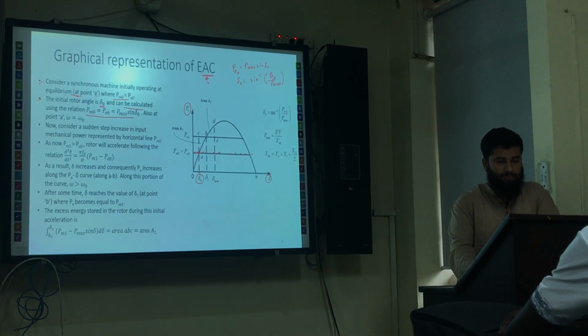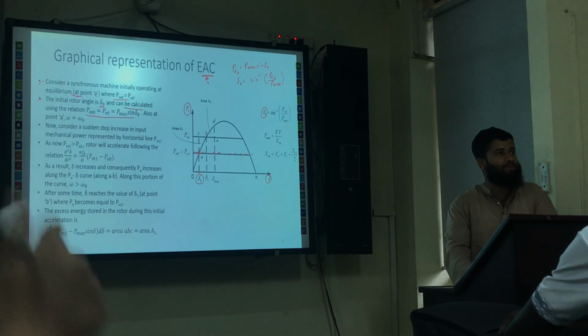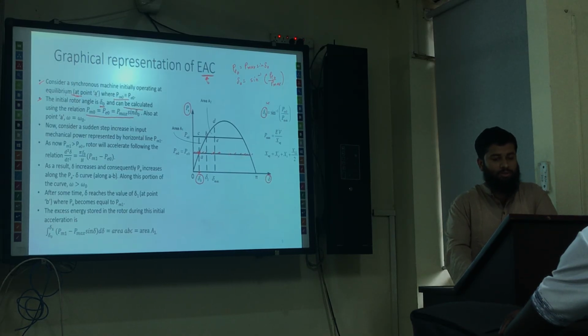And at this point, P naught and Pm naught are actually the same. That's why you can write that delta naught will be equal to sin inverse of Pm naught over P max. Have you understood this? And what is your P max? P max is the magnitude of E prime, the magnitude of V, over x equivalent.